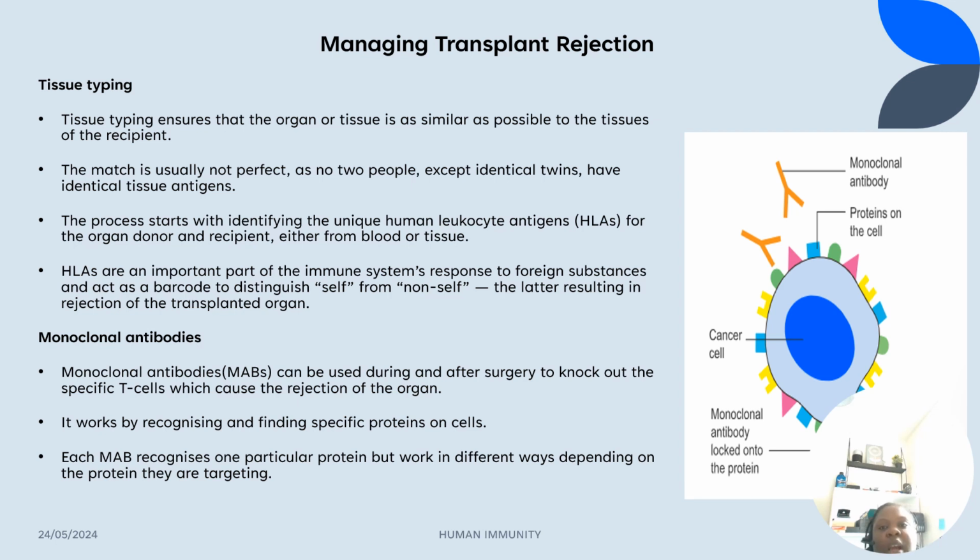Transplant rejection can be overcome by tissue typing, which ensures that the organ or tissue of the donor is as similar as possible to the tissues of the recipient. Another way is monoclonal antibodies, which can be used during and after surgery to knock out the specific T cells which cause the rejection of the organ.